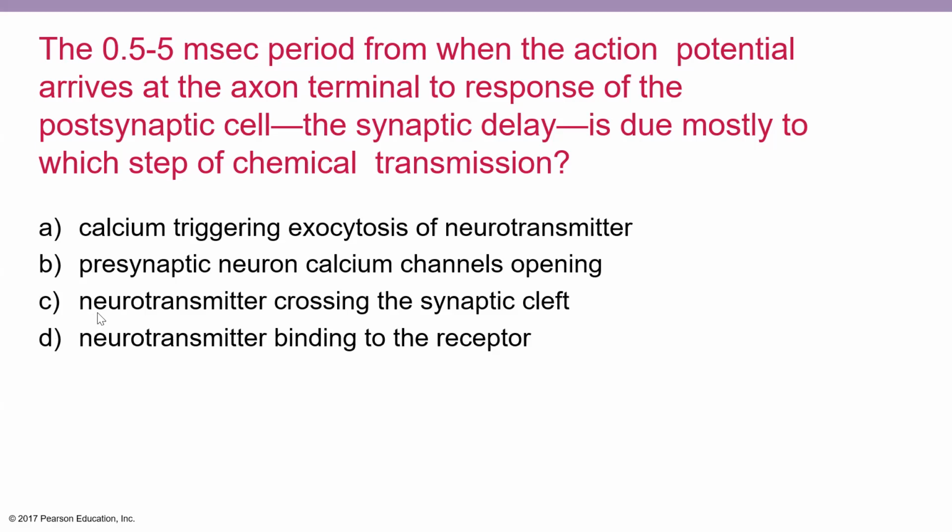The only explanation that we have for that delay between the action potential arriving at the axon terminal and the response that we see on the postsynaptic cell is the exocytosis process, right? The synaptic vesicles docking onto the membrane, the fusion of the synaptic vesicle membrane with the axon terminal membrane, and the dumping of the neurotransmitter, okay? That is what explains that delay, okay? So just make sure you understand why B, C, and D here are wrong, although they look tempting.